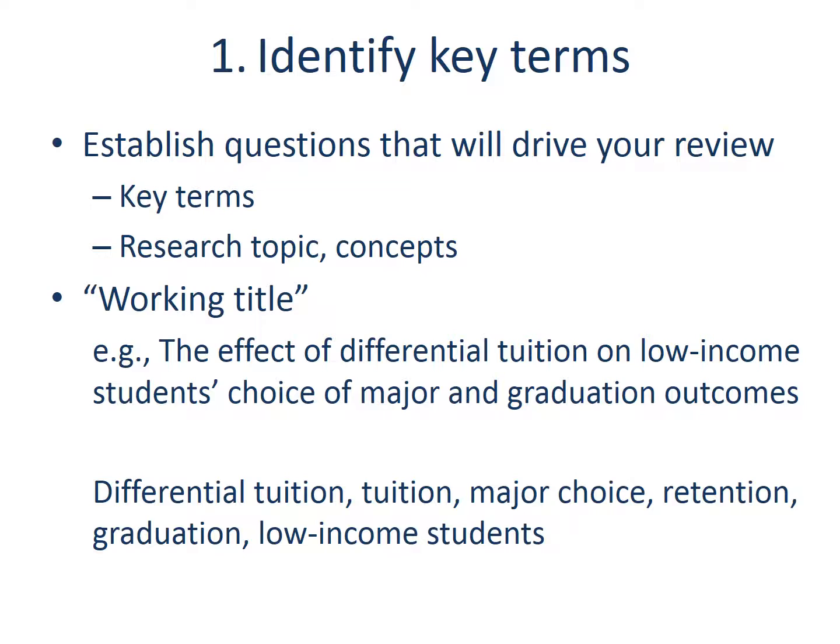For example, I gave a tentative title for the example research, The Effect of Differential Tuition and Low-Income Students' Choice of Major and Graduation Outcomes. So from this title, we can pick out some key terms such as differential tuition, major choice, retention, graduation, and low-income students.